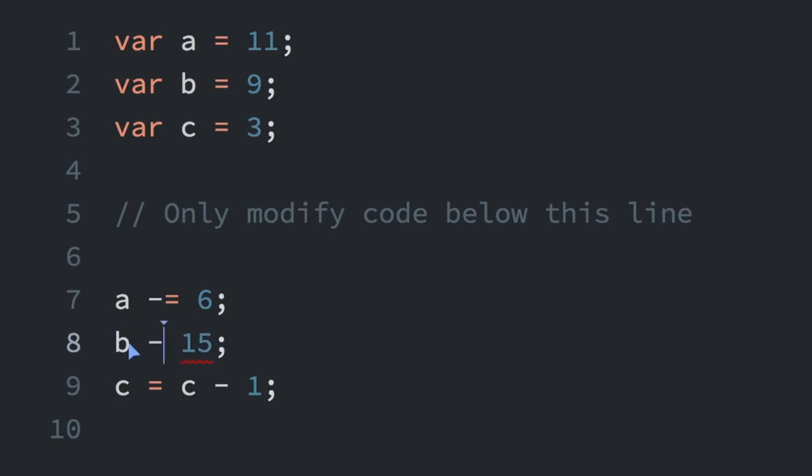Same here. So we can do minus equals 15. C equals c minus 1, we can do c minus equals 1. So it just subtracts the number from the original value and then assigns that new value to the variable.